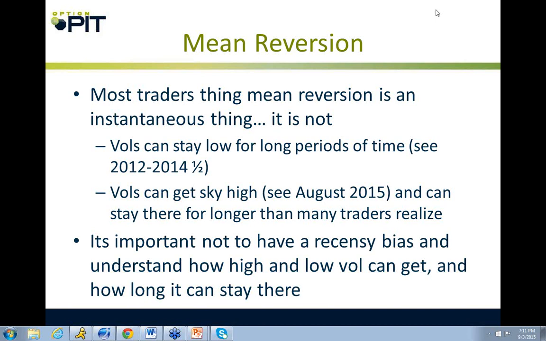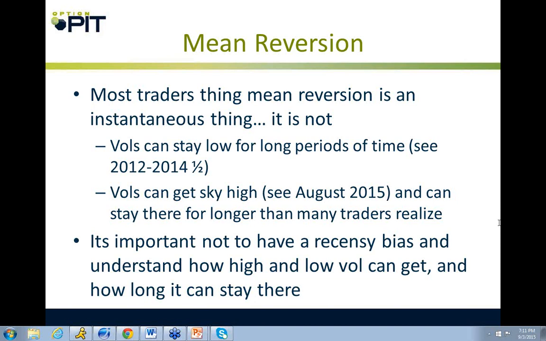So the key is vols can get sky high and they can get relatively low. It is important not to have a recency bias with volatility. That is the key. Recency bias kills traders. I get these emails: oh, I just sell premium and I make money. Premium selling can be super effective, but it can also blow you up.